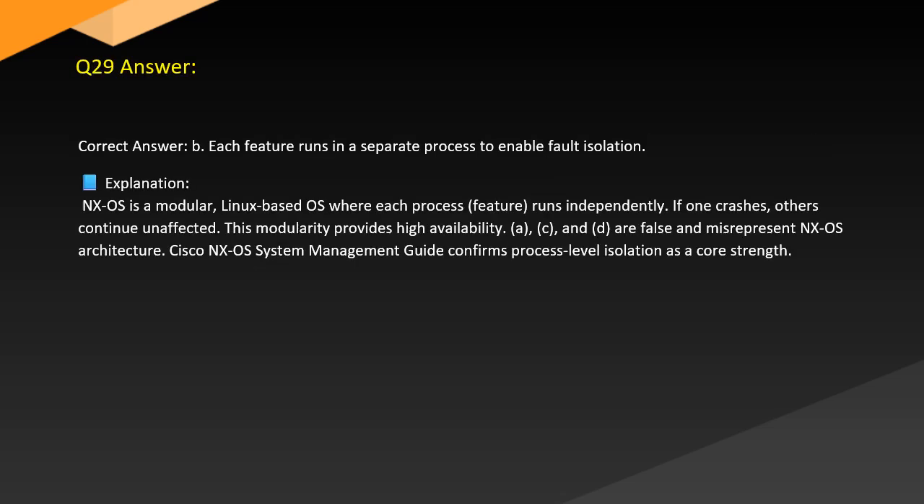Answer. Correct answer: B. Each feature runs in a separate process to enable fault isolation. Blue Book explanation. NX-OS is a modular Linux-based OS where each process or feature runs independently. If one crashes, others continue unaffected. This modularity provides high availability. A, C, and D are false and misrepresent NX-OS architecture. The Cisco NX-OS System Management Guide confirms process-level isolation.